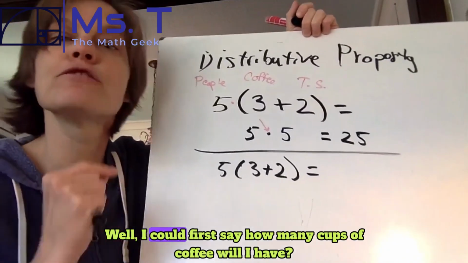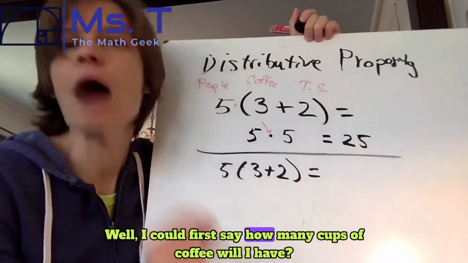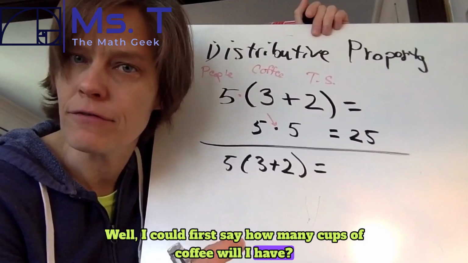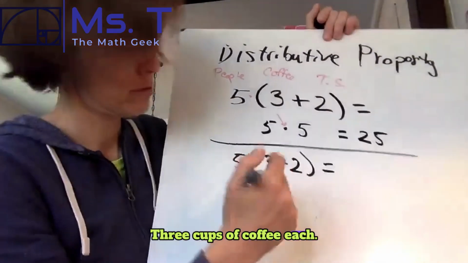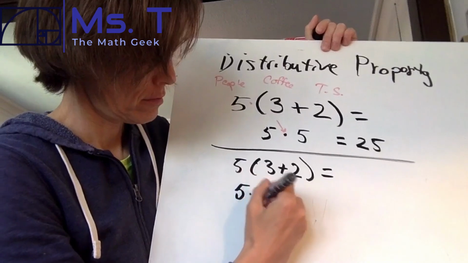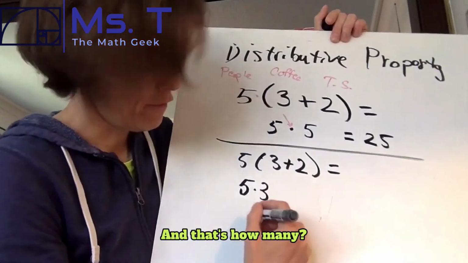Well, I could first say, how many cups of coffee will I have? 5 friends, 3 cups of coffee each. And that's how many? 15.